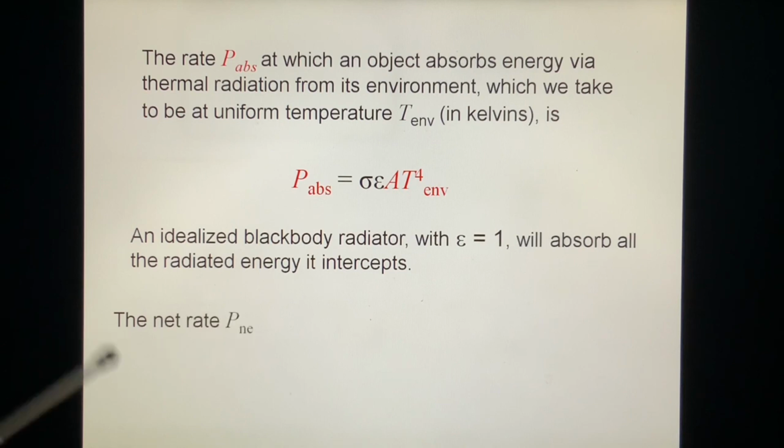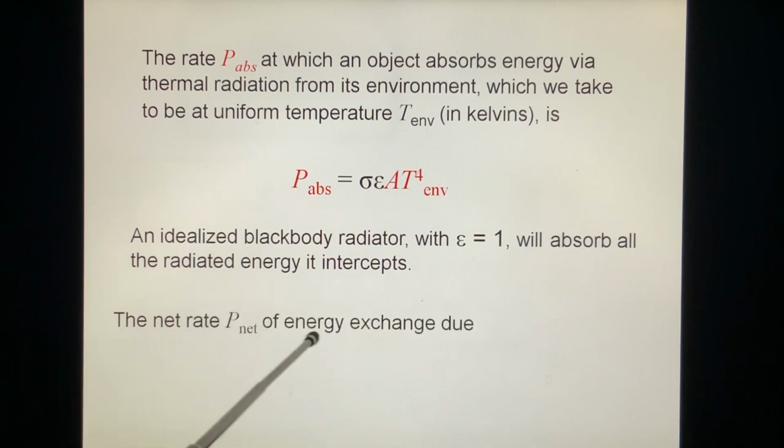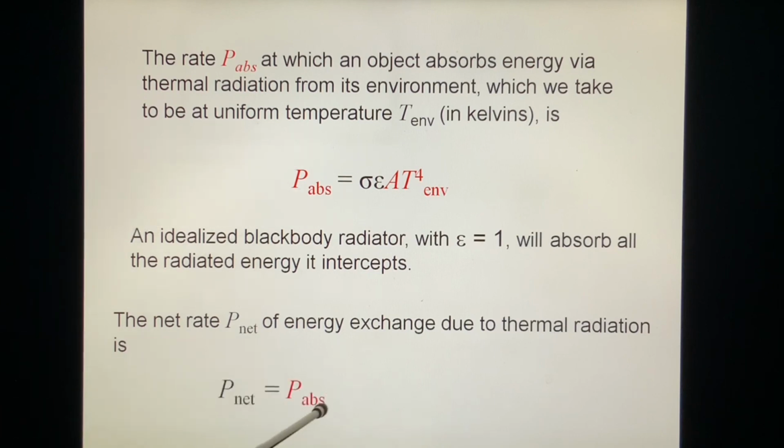Then the net rate P_net of energy exchange due to thermal radiation is P_net = P_absorbed minus P_radiated. So it's sigma epsilon A (T_environment^4 minus T^4).